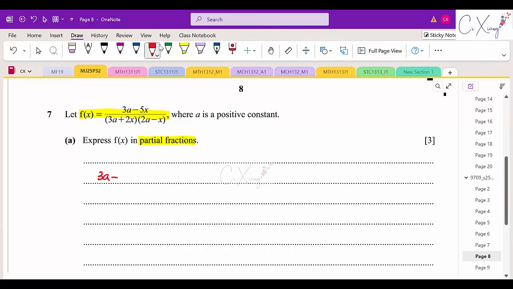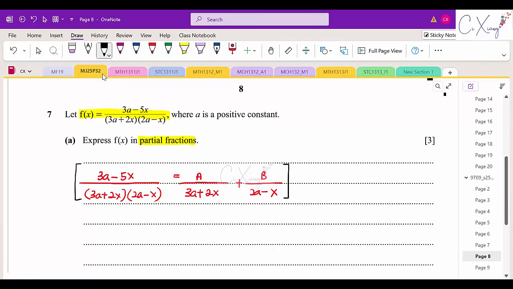When you have a proper fraction, you can directly separate it into partial fractions. Okay, so I have (3a minus 5x) over (3a plus 2x)(2a minus x). It equals, okay, separate them into two partial fractions. One partial fraction has the denominator 3a plus 2x. Another one will be B over 2a minus x. Then after that, I want to get rid of the denominators. I multiply the whole equation by the original denominator.